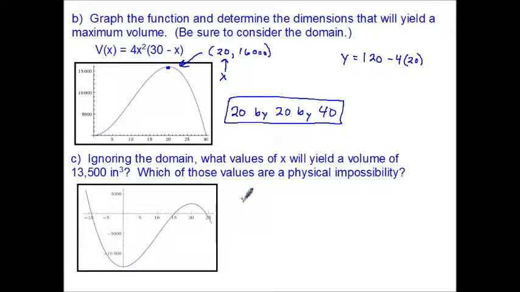Alright, so basically what I did here is I manipulated my equation around and got it as 13,500 equals 4x squared times 30 minus x, and then from there brought the 13,500 to the other side, so I was looking at 0 equals 4x squared times 30 minus x minus 13,500. And if you're looking at that going, why don't you FOIL it out or distribute or anything like that? Well, the calculator doesn't care if you do or not, so I didn't either.